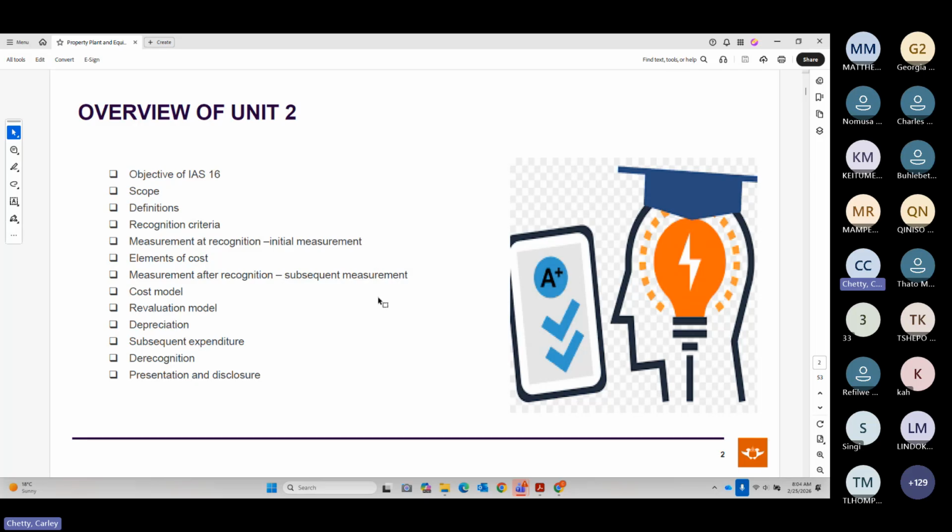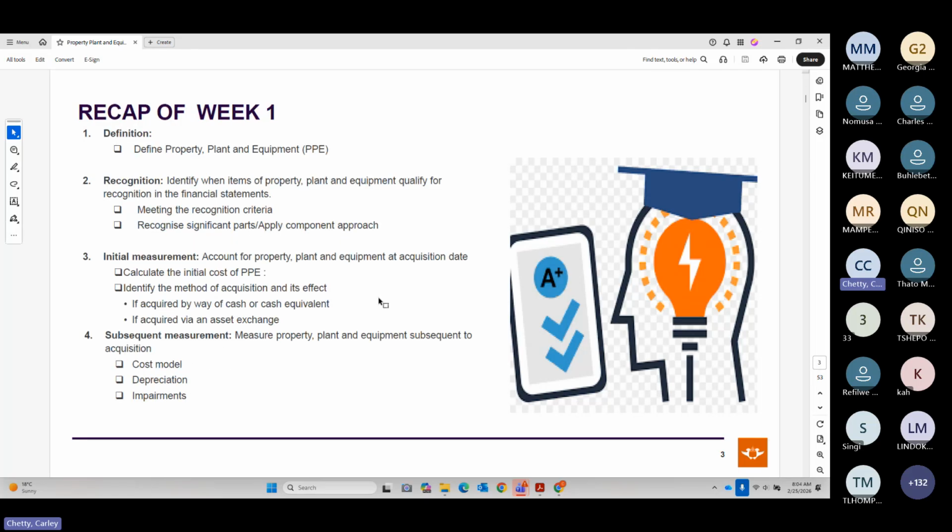Okay. So let's just recap what we did last week. So last week we looked at the definition of property, plant, and equipment, and we looked at the recognition criteria. So we identified when items of PPE can be recognized in the financial statements. So here, it's not that we just have to meet the definition of property, plant, and equipment. We also need to make sure that the recognition criteria is met. Then we looked at how to recognize significant parts, and we looked at how to apply the component approach.